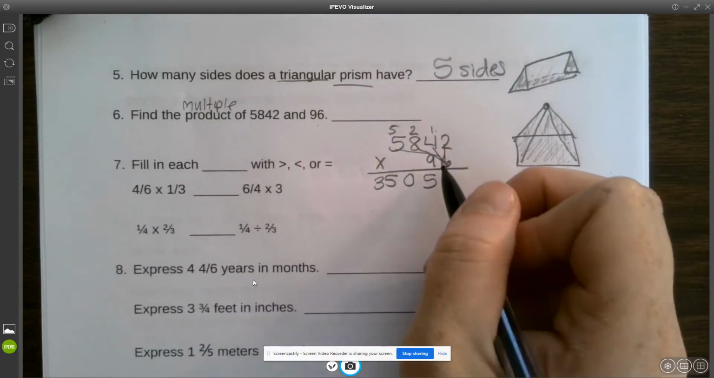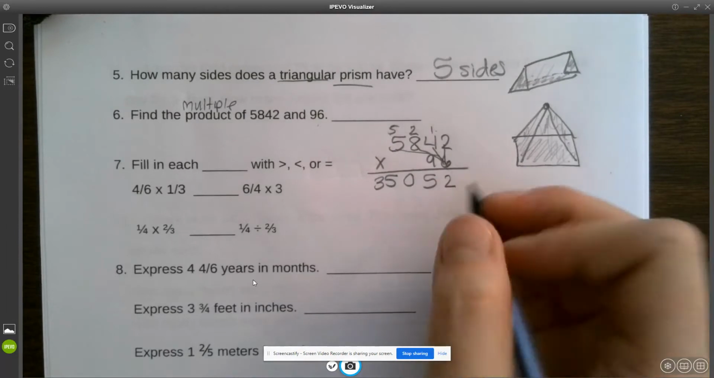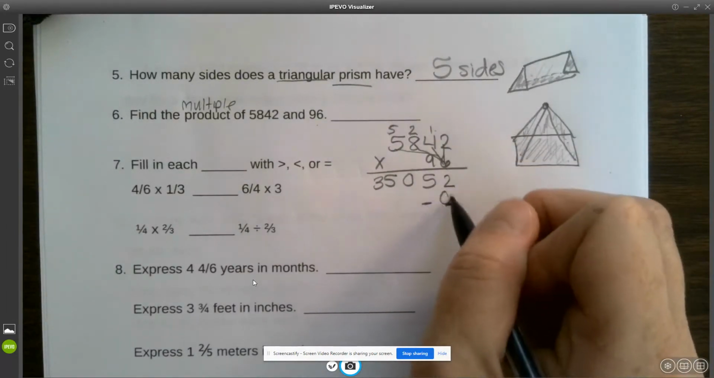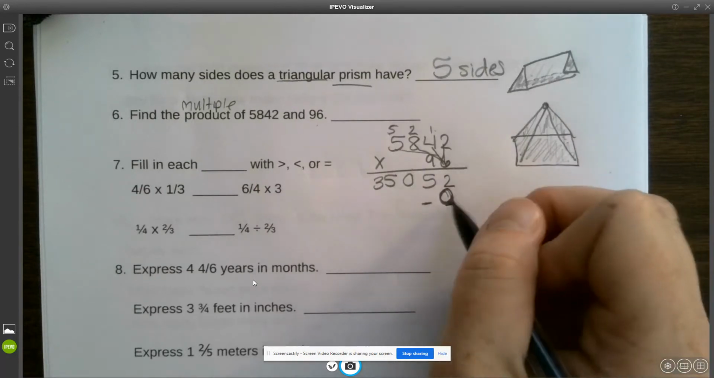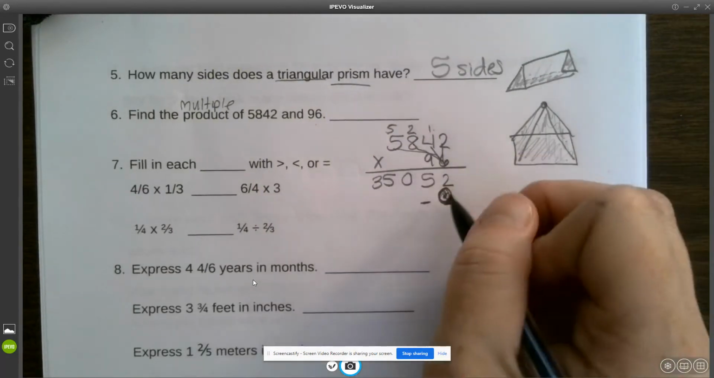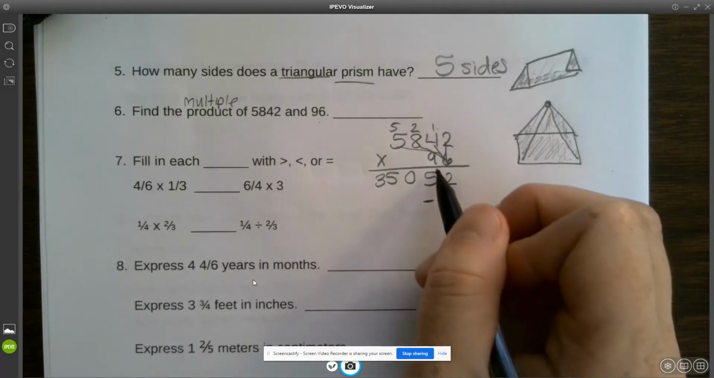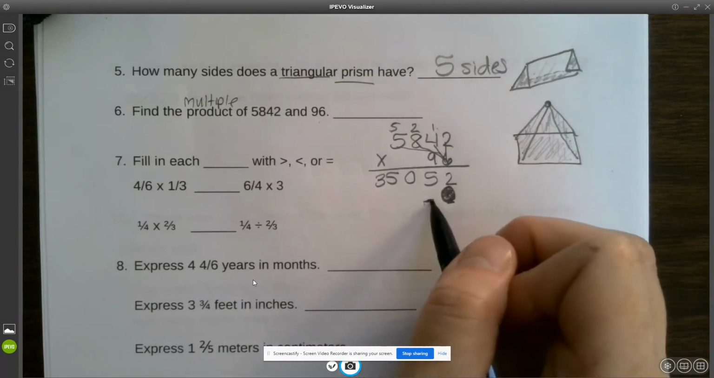Now this is where a lot of kids make a mistake because they have to put your placeholder so that you're starting off in the 10 spot right here. So put a placeholder right there. You can put a 0, an X, or put something there to make sure that this place is filled in because we're working in the 10s. So start off right here.